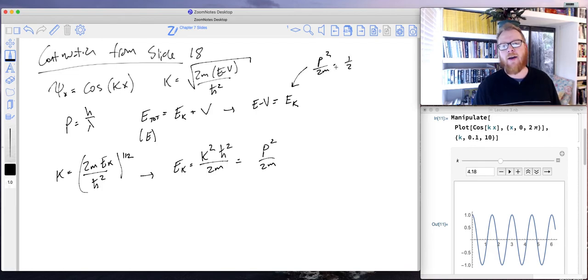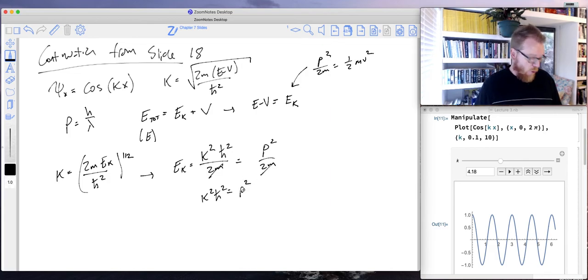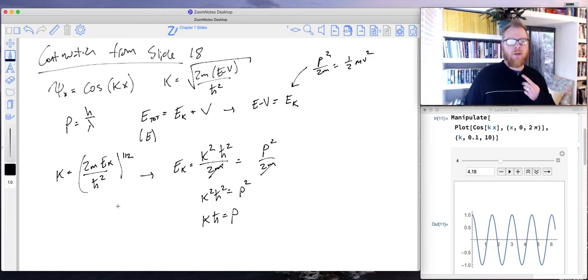Which comes from 1/2 mv squared, okay? So now if I rearrange this right here and do some algebra, you can see the 2 mass and the 2 mass is going to cancel. And so I've got k squared times h bar squared equals momentum squared. And of course, I can take the square root of both sides and get k times h bar equals momentum. And this is really cool because recall, for the solution for the Schrodinger equation, k equals the square root of 2 mass times kinetic energy divided by h bar squared.